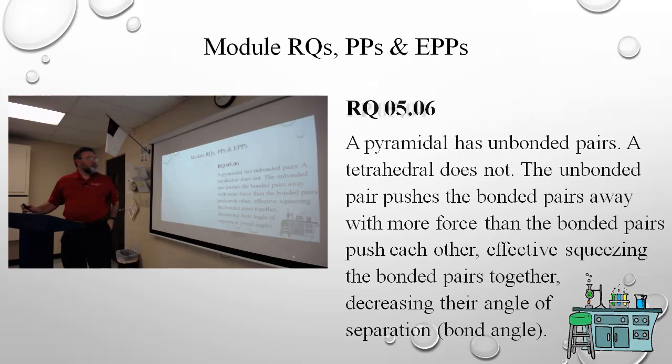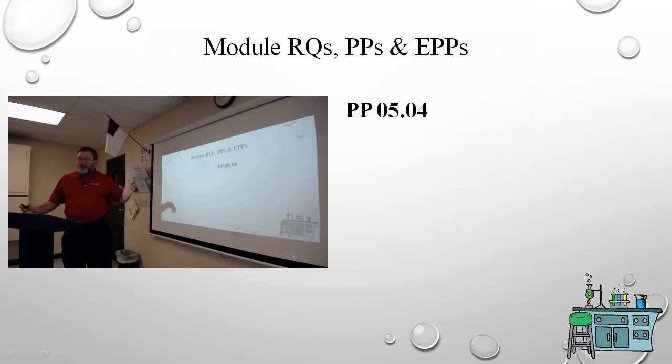So good. All right. So for this homework, then we went on to practice problem 5.4. And these are a whole series of questions that say determine the shape of the molecule, give its bond angle, and draw a picture of it. So the first one here was the PCl3 molecule. Okay. So what shape did you end up with?